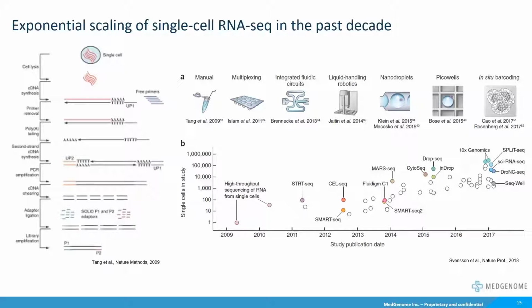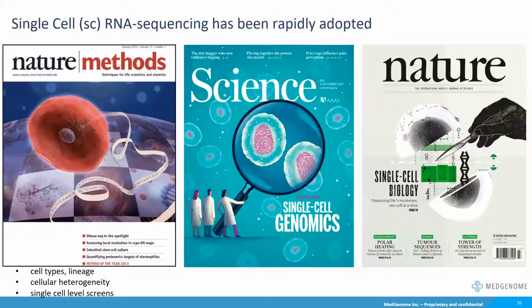And you can see that in the last 5 years, there's been a tremendous amount of publications as well as commercial technologies that have come to market that have indeed revolutionized the way we look at medicine. You can look at single cell RNA sequencing, and this is by far one of the most explosive areas of growth. And that's because you can identify different cell types, lineages, cellular heterogeneity, and look at single cell level sequence screens, as depicted by being on the front page of the most eminent publications in research.